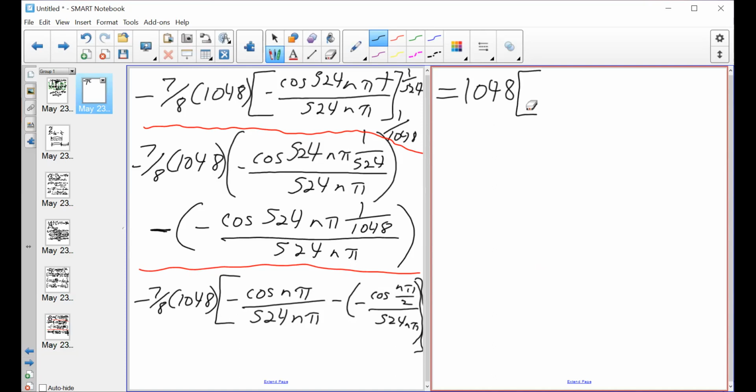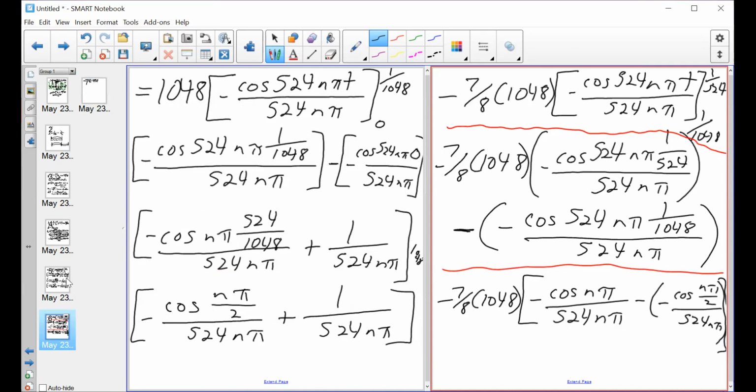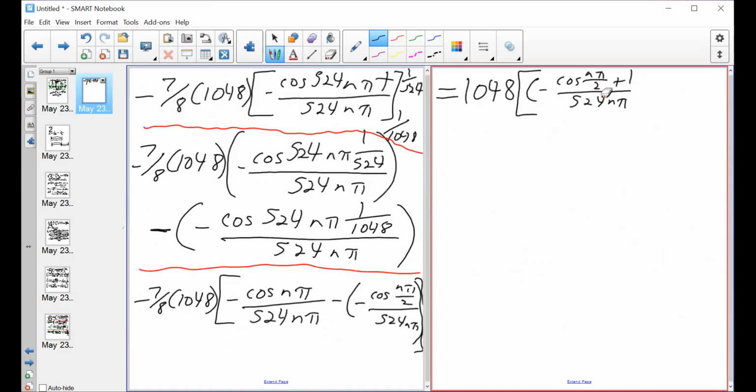and then that leaves us with negative cosine n pi over 2 plus 1 divided by 524 n pi. Okay, remember where that comes from? No, I don't, Mr. Kelly. I don't remember where that came from. Okay, so it comes from here. Negative cosine n pi over 2 plus 1 divided by the common denominator. That's why this is here.